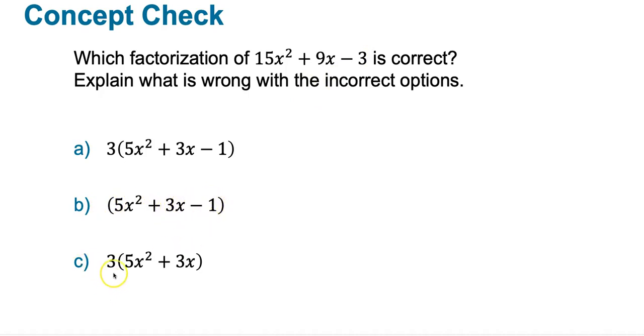What about part C? It's got the GCF on the outside, that's good. But look at the inside, only 2 terms. This polynomial started with 3 terms, so we automatically know C is wrong because there's only 2 terms on the inside.